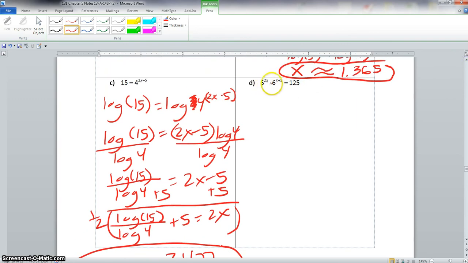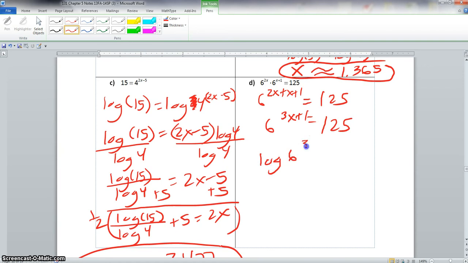Now we have 6 to the 2x times 6 to the x plus 1 is equal to 125. Remember, when we have a base times a base, we add the exponents. So it'll be 6 to the 2x plus x plus 1 is equal to 125. So it'd be 6 to the 3x plus 1 is equal to 125. So we will have log base 6 of 6 to the 3x plus 1 is equal to log of 125.